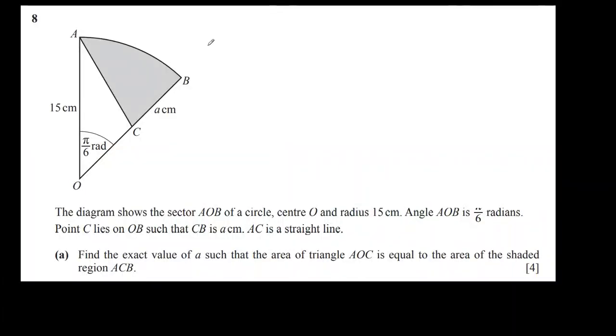Question 8. The diagram shows sector AOB. Center is O, radius is 15 centimeters, angle AOB is pi over 6. Point C lies on OB, and OC is A centimeters long. AC is a straight line. Find the exact value of A such that the area of the triangle AOC, this white part, is equal to the area of the shaded part.